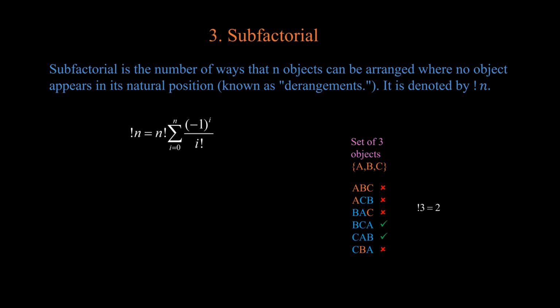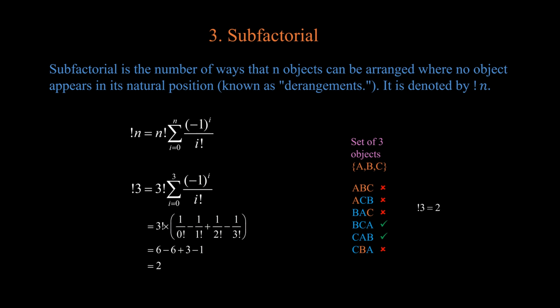Mathematical formula for calculating subfactorial of n is equal to n factorial multiplied by summation of negative 1 to the power i over i factorial, from i equals 0 to n. You can also verify using the formula that 3 subfactorial is 2 by putting 3 in place of n. Detailed calculation is shown here.